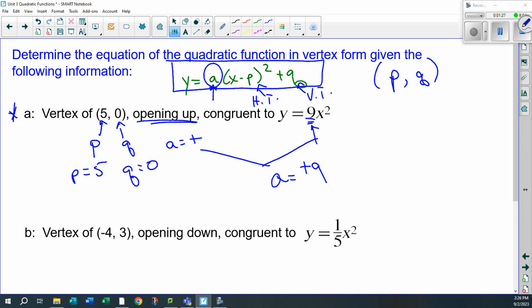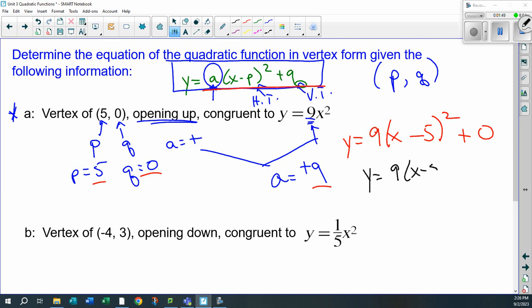Now, all you have to do is pop that into this deluxe formula. y equals, our a value is 9, (x minus the p value, which is 5) squared, and the q value is 0. So you can put a 0 out here, but technically you shouldn't. This is just y equals 9(x minus 5) squared. You're done. That's simple.